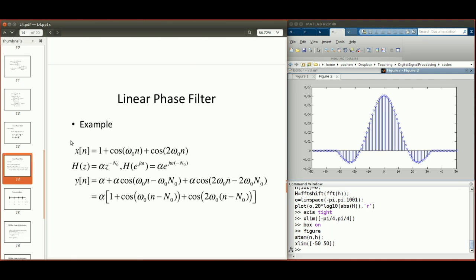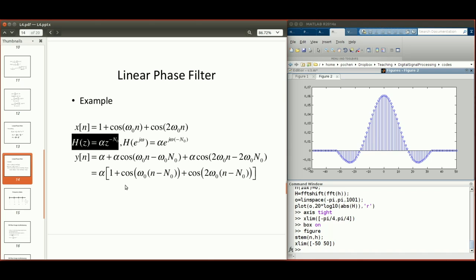Suppose our filter has a transfer function that looks like that. That's expressing it using z. But if you are not familiar with this kind of z representation, you can still switch back to the e to the j omega frequency domain representation. Then this filter has a constant amplitude, alpha. Alpha is a constant, it doesn't depend upon omega. And then e to the j omega times minus big N0, this is a constant too. So the phase is still a linear function of omega.